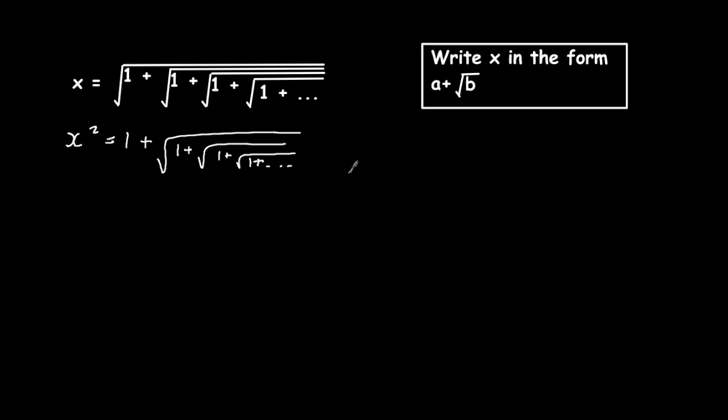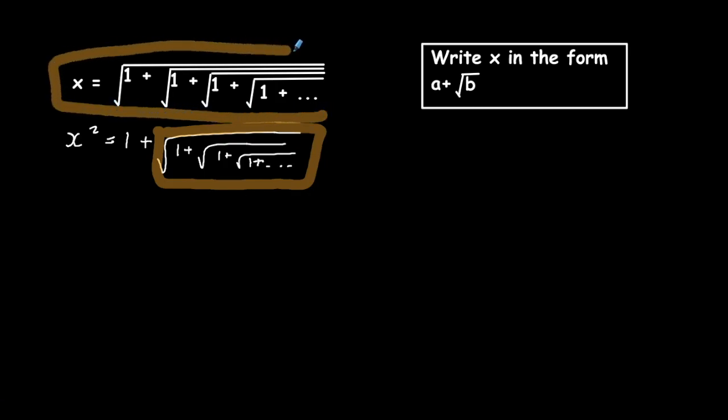Hang on a second. What do we notice there? What you should notice is that this thing, root 1 plus root 1 plus root 1 plus infinitely many times, is the same as the original expression for x. They are the same thing. Now that's quite weird. You might think, how could it be the case that when I square both sides and I get rid of one of the square roots, I still have the expression that I started with?